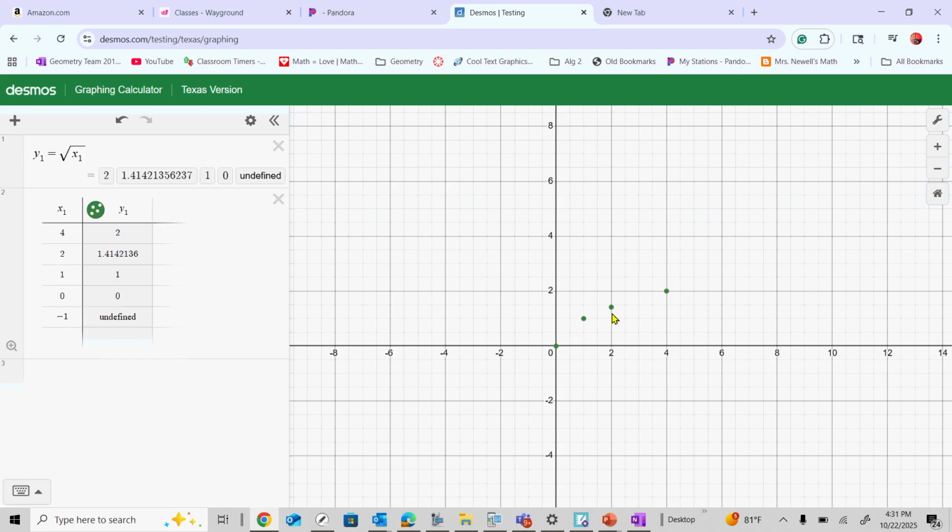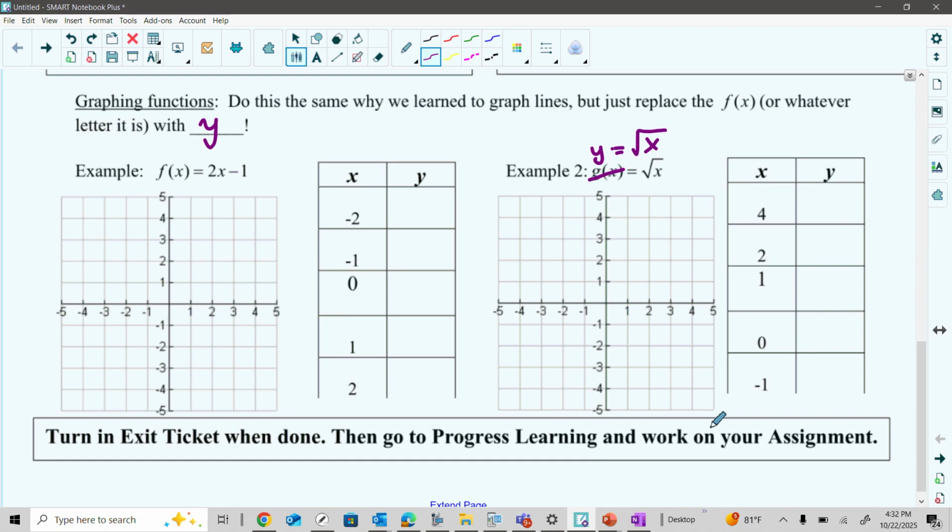And if you look at the 2, because it's 1.4, it's close to the 2. So let me just go back to where we were supposed to fill this in. We know the square root of 4 was 2. This was a decimal, 1.41, I think 42. Okay, you can round it. This one was 1, this one was 0, this was undefined.